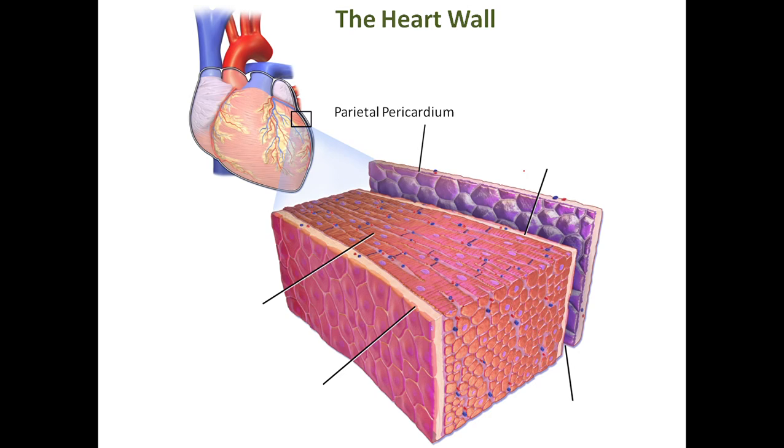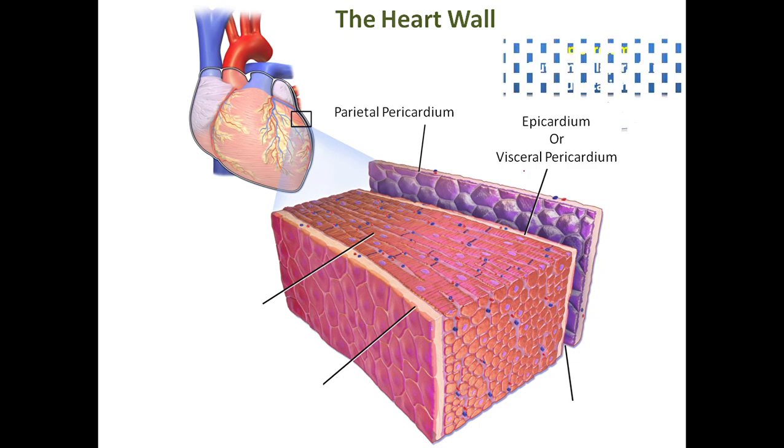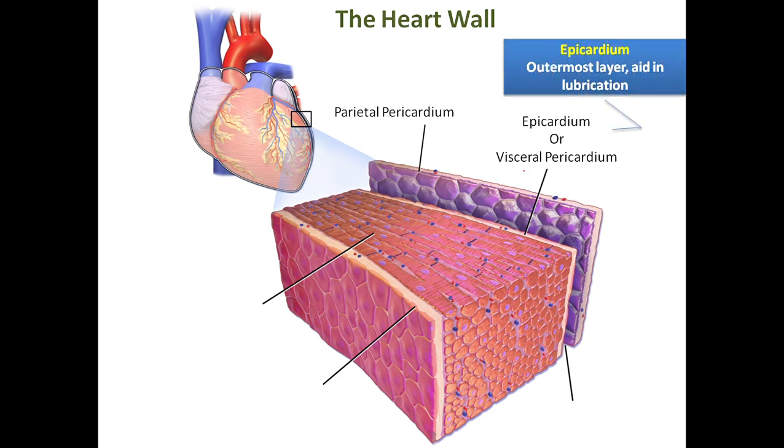First is the outermost layer, which is known as the epicardium, and is divided into two: parietal pericardium and visceral pericardium. Between these layers there is a cavity known as the pericardial cavity, which is meant for lubrication. The heart is surrounded by the pericardial cavity. We have already discussed this, and it helps in lubrication and helps the heart maintain its position.